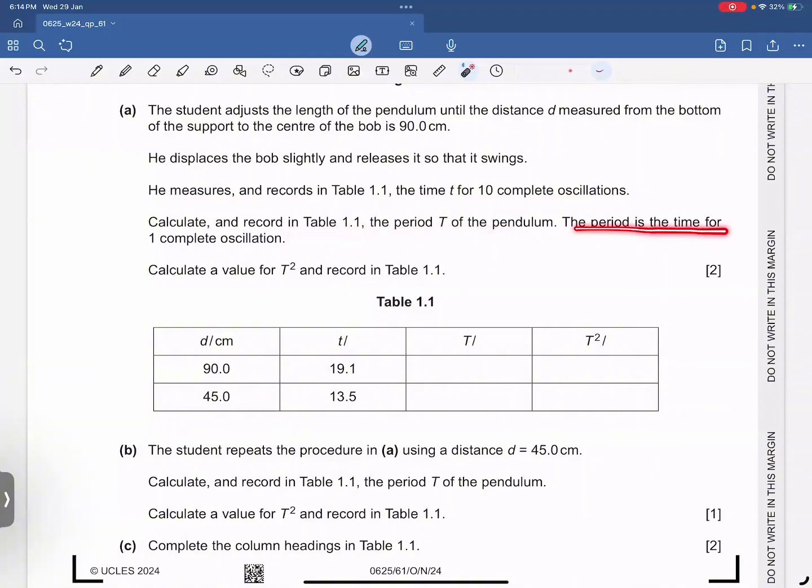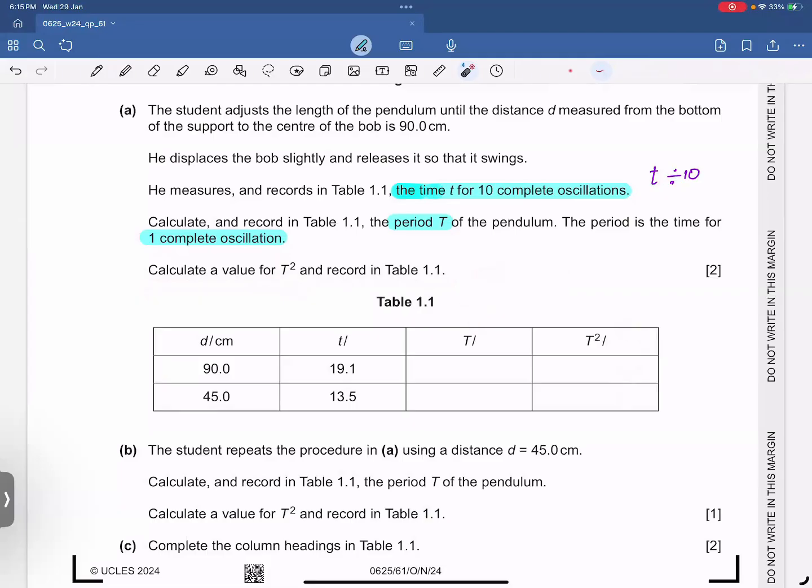The period is the time for one complete oscillation. So the total time which is recorded is for 10 oscillations, while you want to calculate the period t, and that period t is for 1 oscillation. So what does that mean? Whatever is the time taken, you will divide by 10 to get the period. Okay, so here is the question. Calculate the value of t square and record in the table. So to find t square, you need the period.